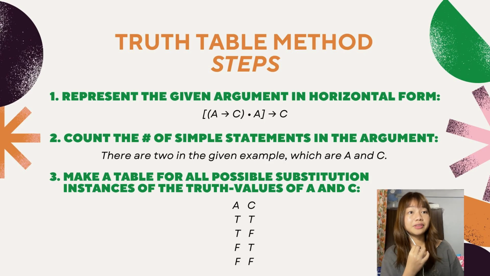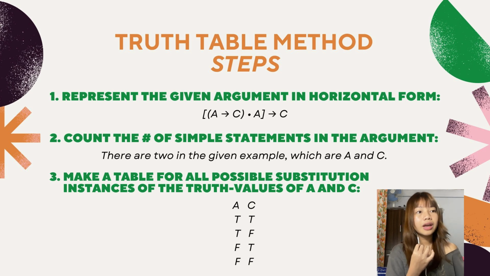The first step of this method is to represent the given argument in horizontal form. And then for the second step, we count the number of simple statements in the argument. In this argument, there are 2 in the given example, which are A and C. For the third step, we make a table for all possible substitution instances of the truth values of A and C.